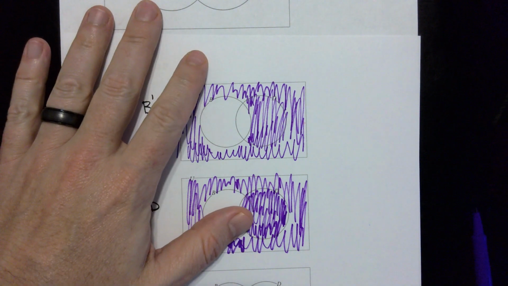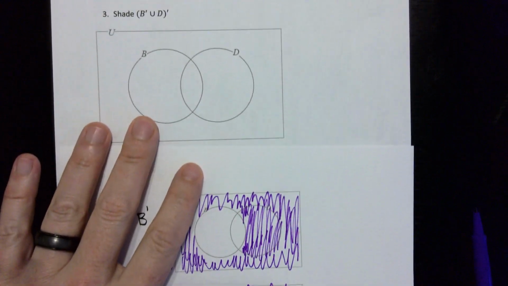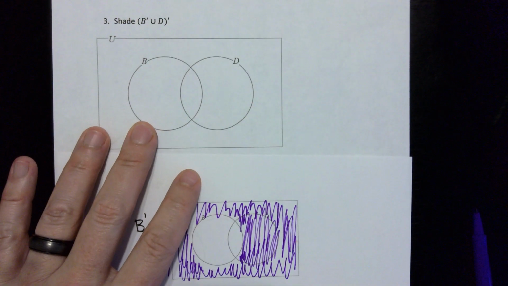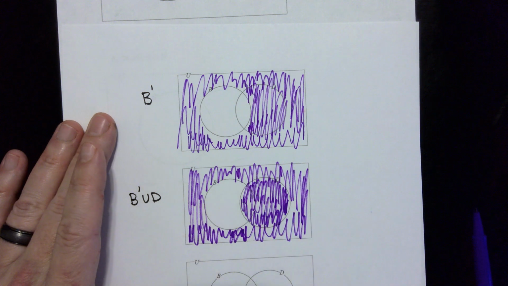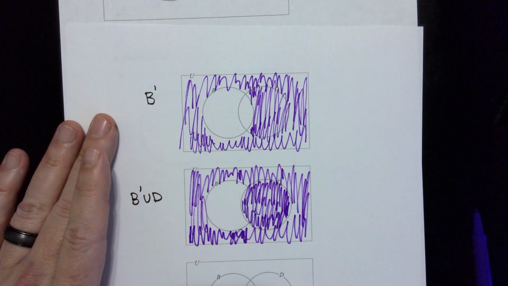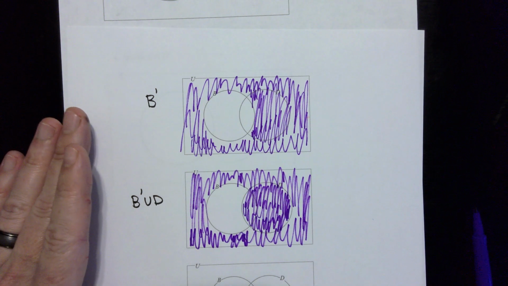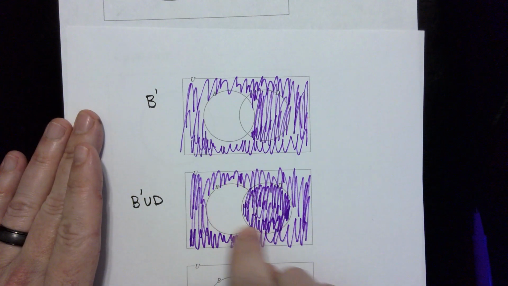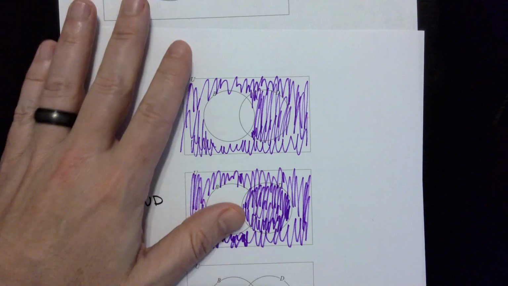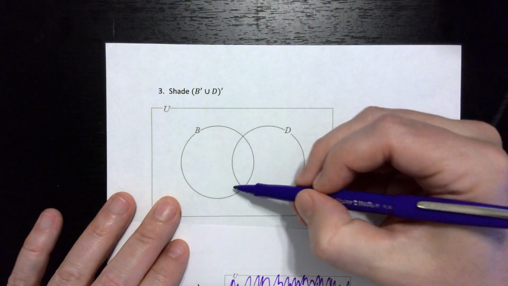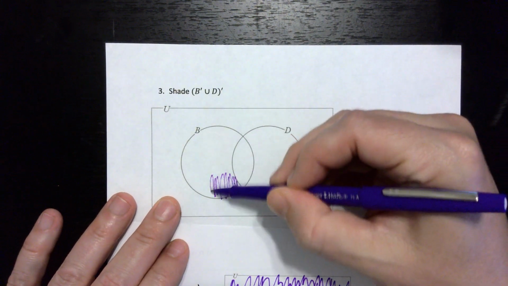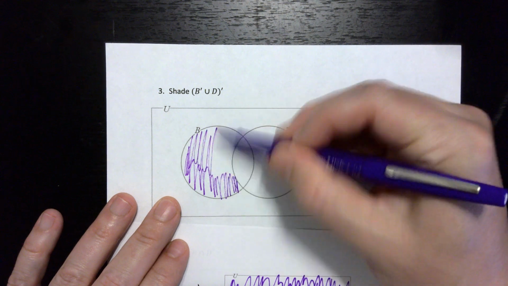Now remember, the original was asking for the complement of what we just found. So we need to shade in for our answer the opposite of this. And the opposite of this would be just the part that didn't get colored, which is this part of B right here. So this is the complement of what we just found.